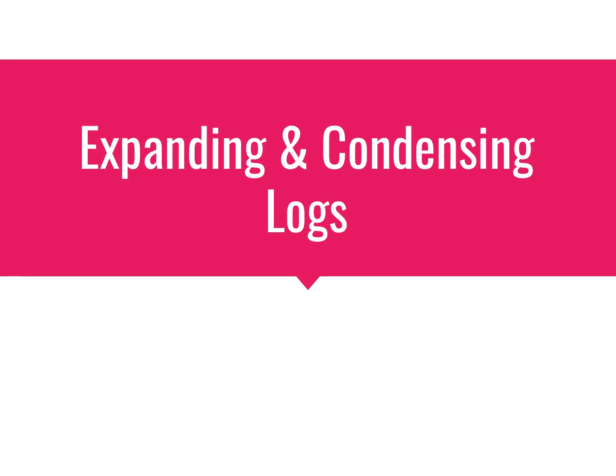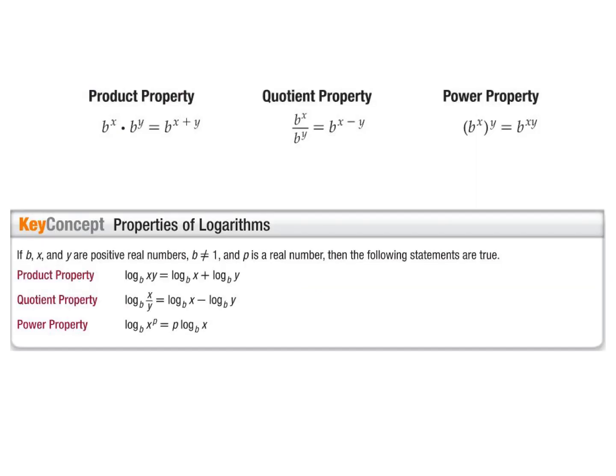In this lesson, we're going to examine properties that will help us expand and condense logarithms. So I want to remind you of exponential properties that you're very familiar with. When we have like bases and we have a product, we keep our base and we add our exponents. So since logs and exponents are inverses of one another, it should not be surprising to you that the following property holds, that log base b of this product, x times y, is equivalent to log base b of x plus log base b of y.